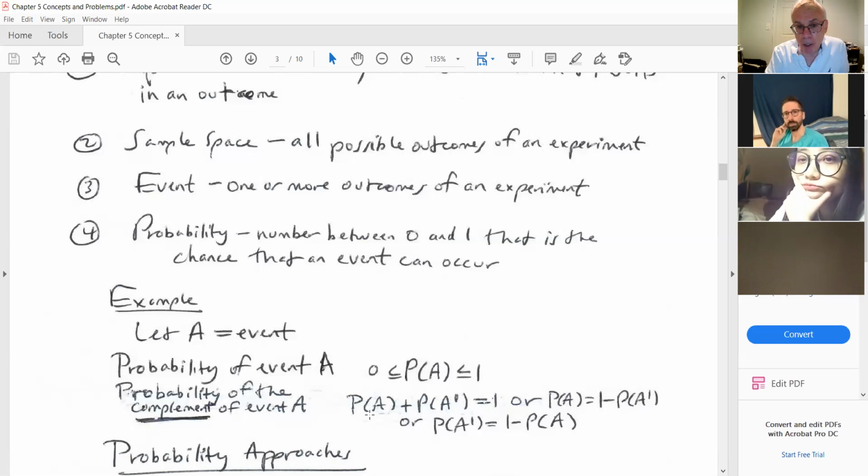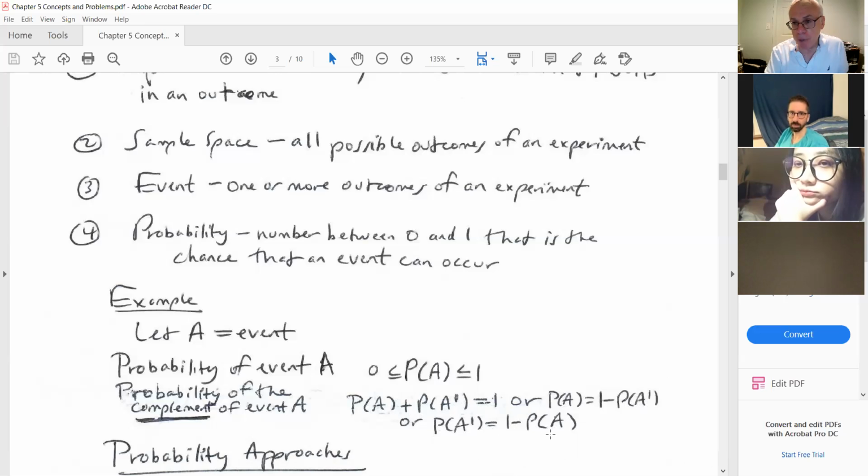Okay? So if the probability of A is 1/4, then the probability of not A must be 3/4. So we can write it like this. The probability of A is equal to 1 minus the probability of its complement, just by simply subtracting the probability of not A from both sides. Or you could also subtract the probability of A from both sides and say the probability of not A is equal to 1 minus the probability of A.